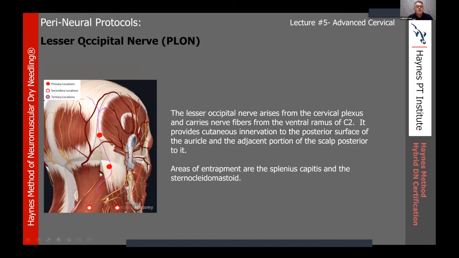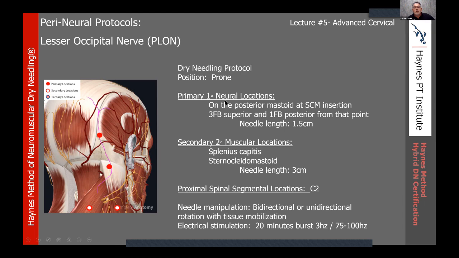For the lesser occipital nerve, let's say that the pain is a little bit more not in midline, it's more midway between the ear and the posterior. The lesser occipital nerve may be to blame. Here, the area of entrapment is the splenius capitis and the sternocleidomastoid. So we look at our needling here.